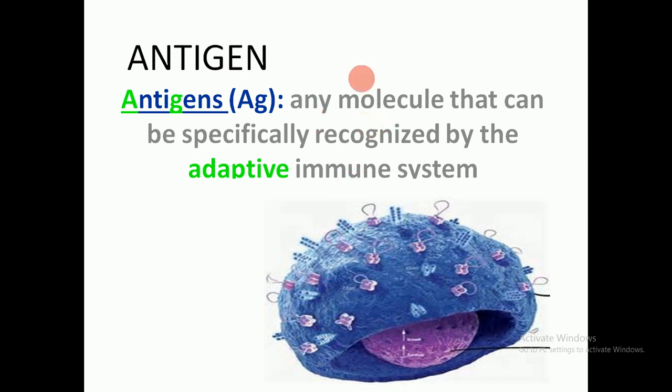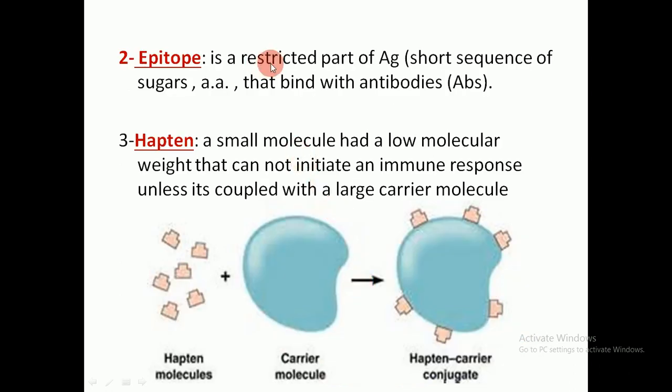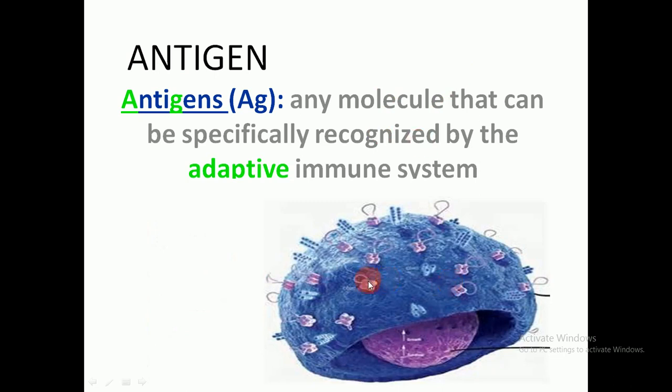The antigen can be defined as any molecule that can be specifically recognized by the adaptive immune system, and this is the antigen. The epitope is a restricted part of the antigen, which is either a short sequence of sugars or amino acids that bind with antibodies. So this is the epitope. The whole is the antigen, and these small parts or knobs are epitopes.